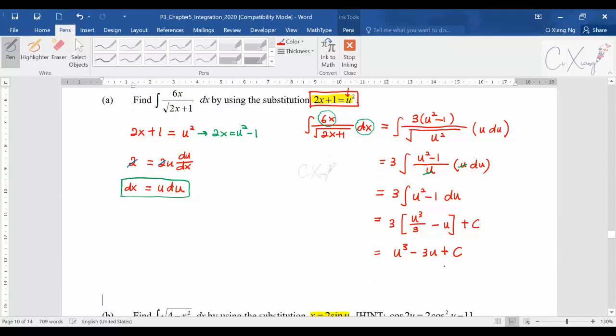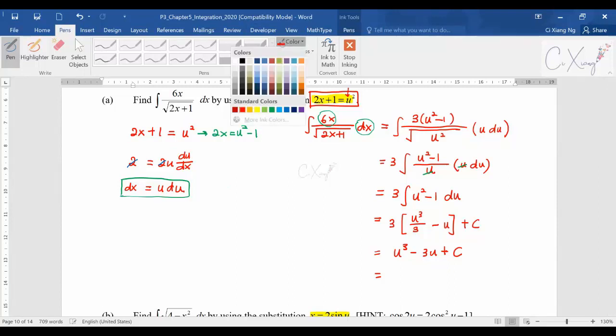But we cannot stop here because originally your question is in terms of x. So your final answer should be in terms of x also. Alright, so you have to change all this back in the x expression, the expression in terms of x. Alright, so what is u power 3?